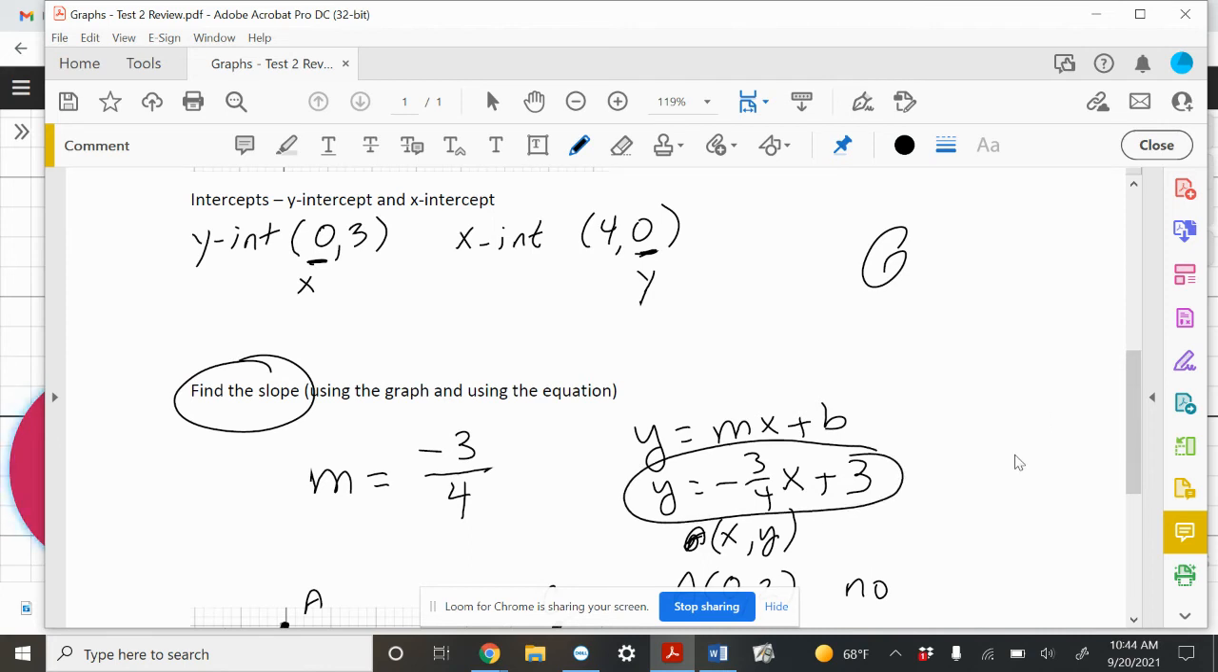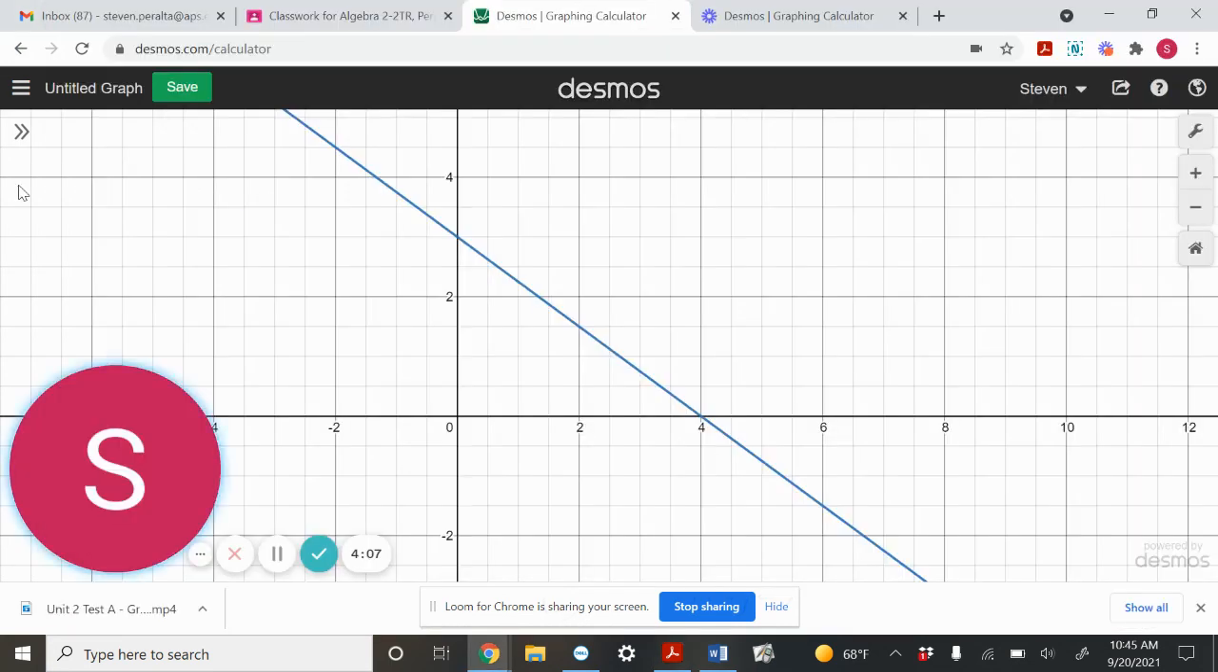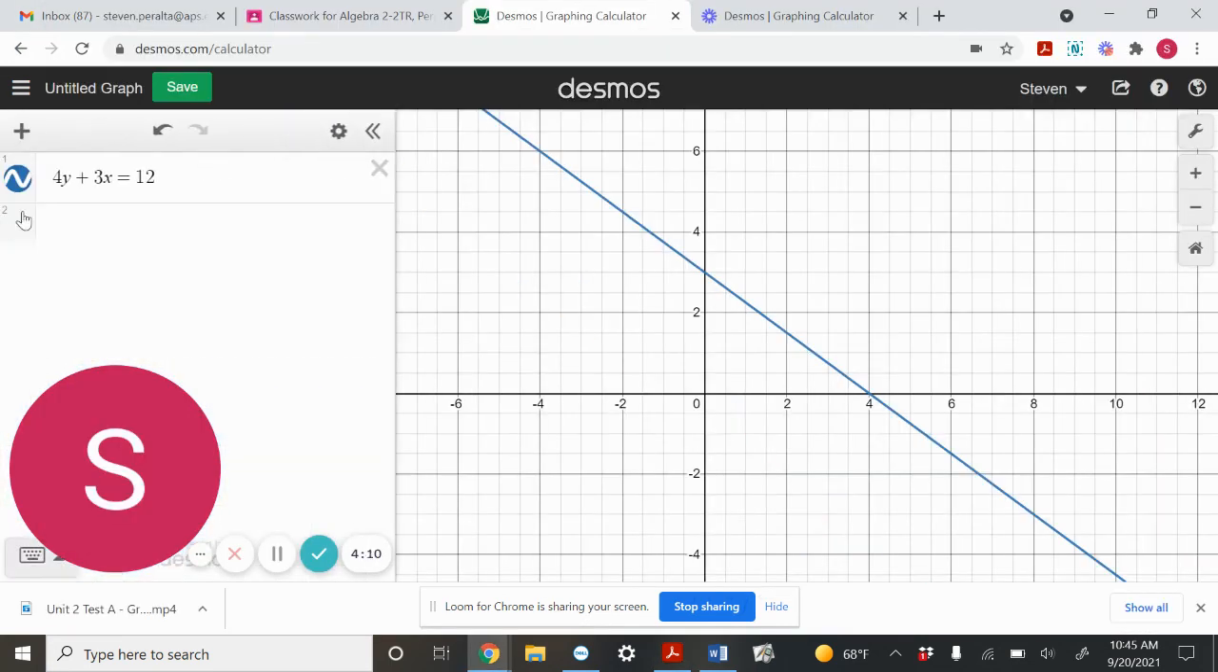Now I'm just going to show you something quickly. I'm going to multiply everything by 4. The reason I'm doing that is so that I no longer have any fractions. So I would have 4y equals negative 3x plus 12. Sorry, I forgot an x in there. So if I bring the x over to the other side, I'm going to add 3x to both sides. So I get 4y plus 3x equals 12. Remember that: 4y plus 3x equals 12 is that equation. So that's the equation that we just took a look at.